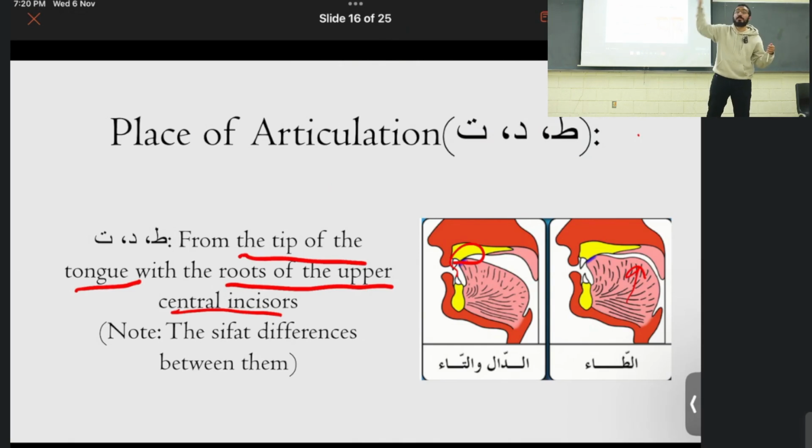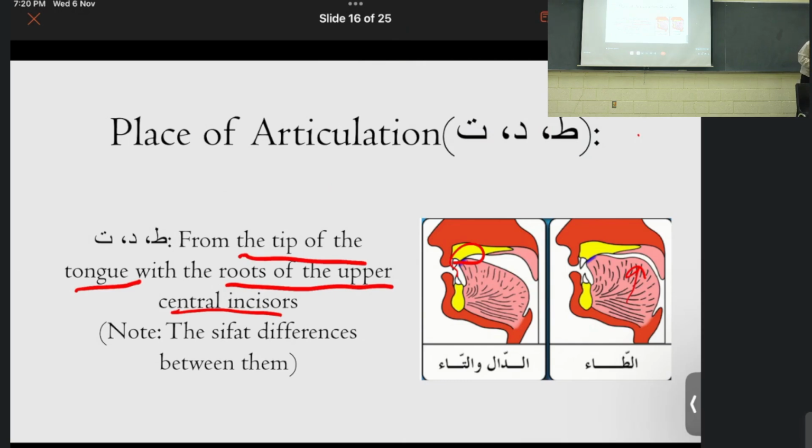This comes in the properties. We're going to come back to this in the properties. But I'm telling you that the place of articulation alone cannot identify the letter. I need something else, which is the properties, which is going to come after we finish this. Make sense? Okay.